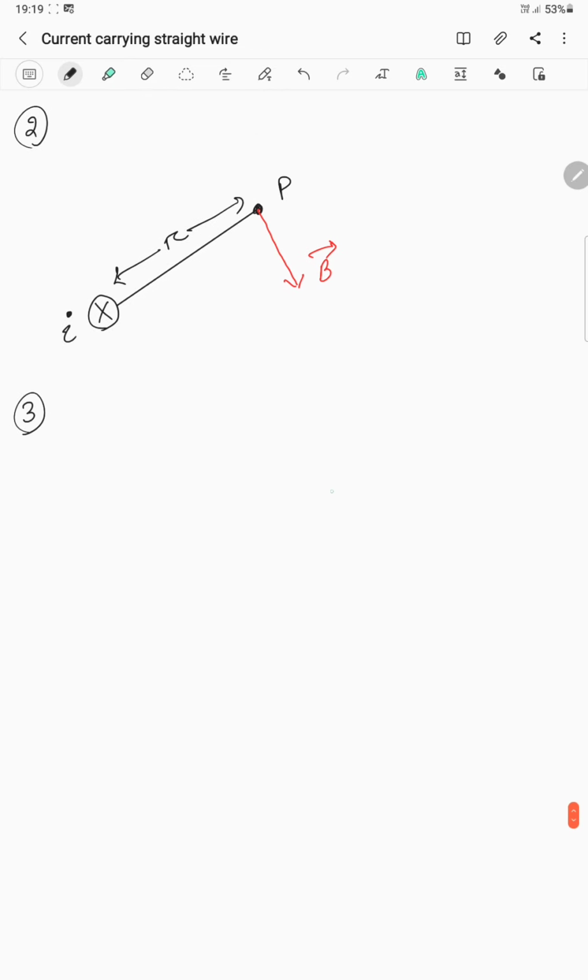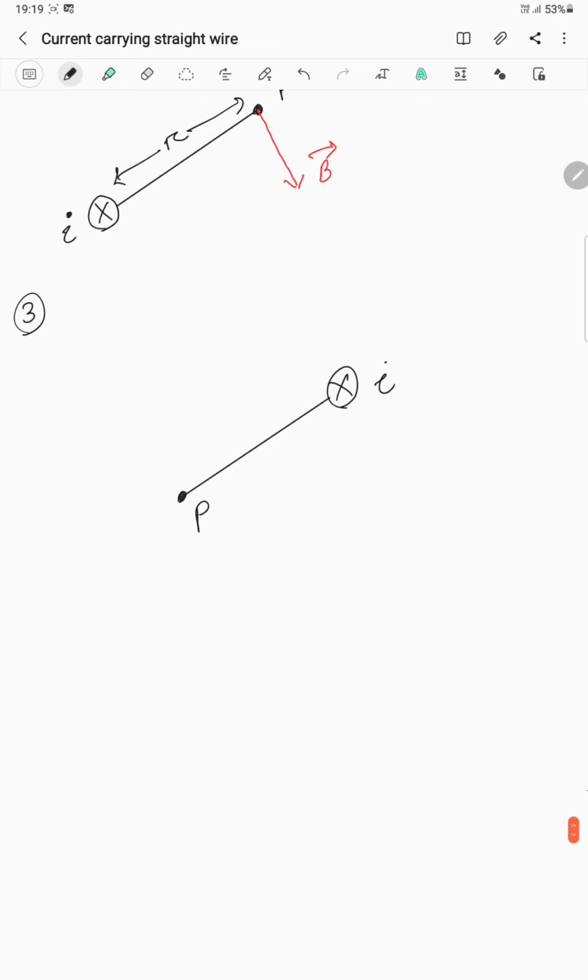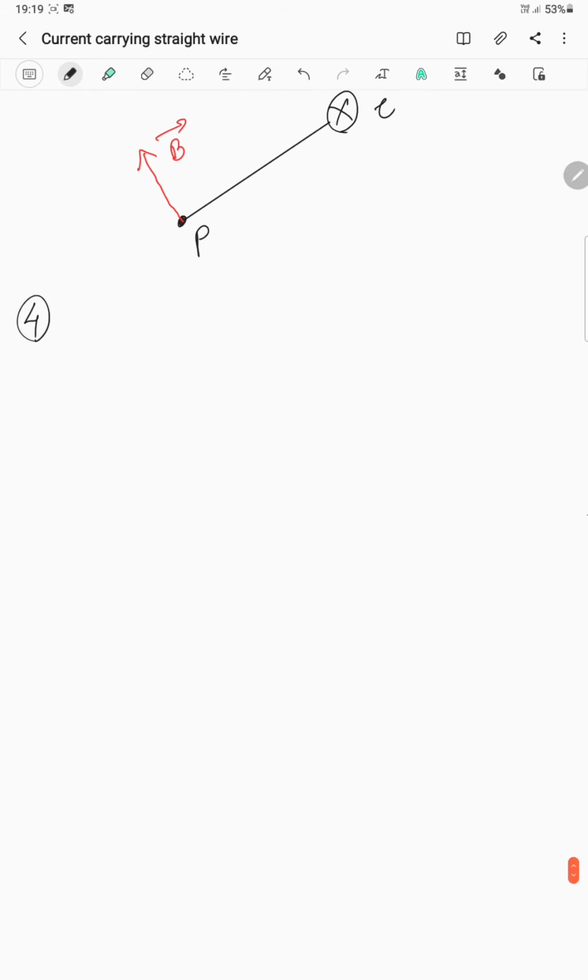I will give another illustration. In the third illustration, the current is into the plane of the paper, and you have chosen a point P situated at this distance. Now what is the magnetic field's direction? My thumb will be into the plane of the paper, open the fingers towards the point. It is quite obvious my palm is pointing in this direction. So this will be the direction of the magnetic field. I consider this to be the easiest means to find the direction of the magnetic field at a particular point.